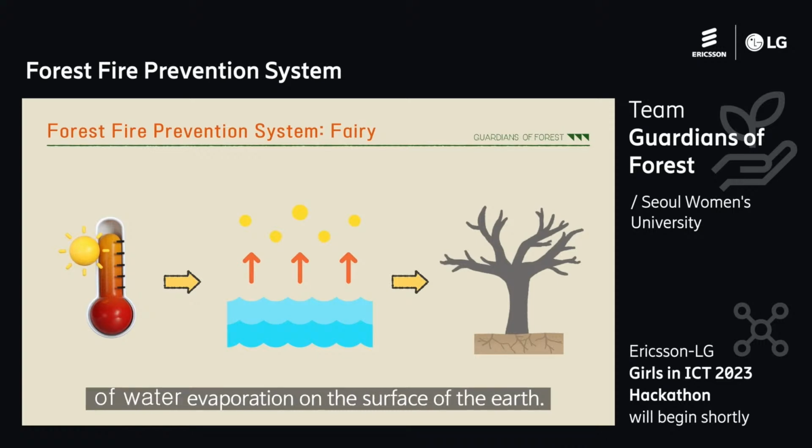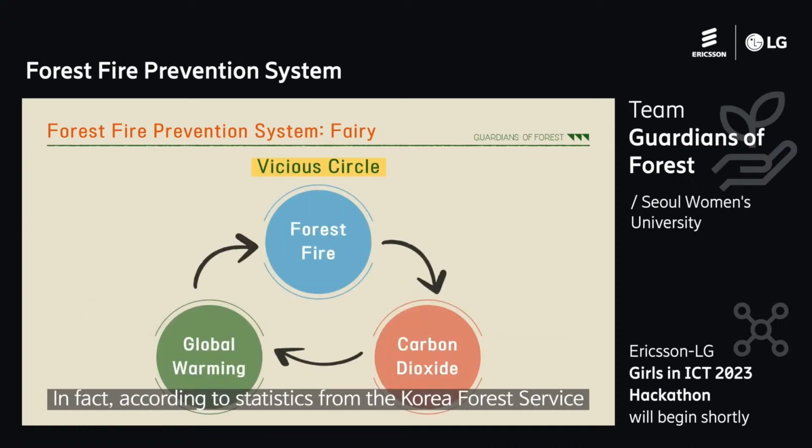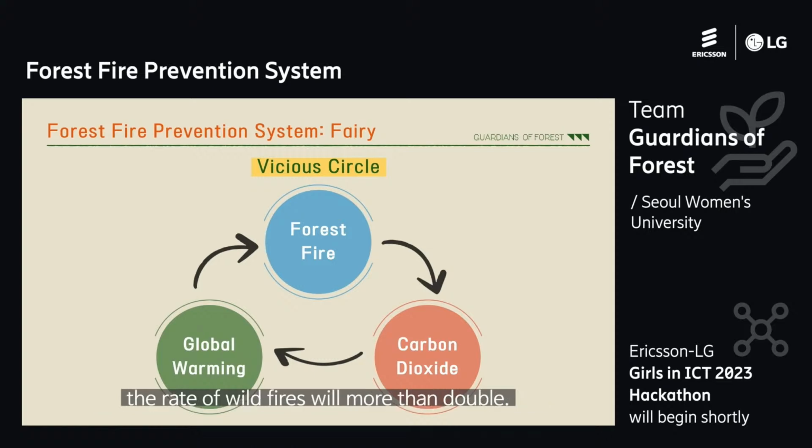A rise in temperature means an increase in the rate of water evaporation on the surface of the earth. This means that our forests and mountains are dry. Dry mountains and forests lead to large wildfires that engulf one mountain with very small sparks. In fact, according to statistics from the Korea Forest Service, if the temperature rises by 1.5 degrees, the rate of wildfires will more than double.